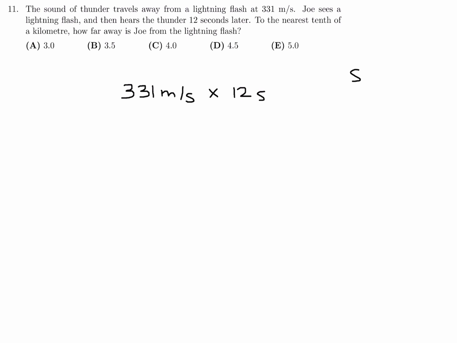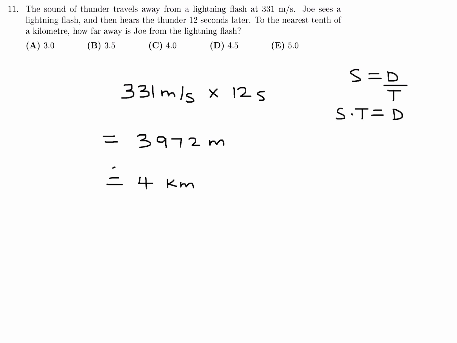Remember, speed is equal to distance over time, and therefore distance is equal to speed times time. And that's exactly what I'm doing here, speed times time. So 331 times 12 is 3972 meters. Now they want it in kilometers, and that's approximately 4 kilometers.